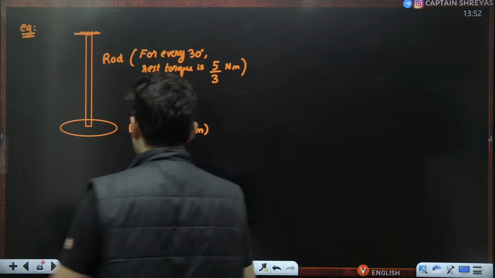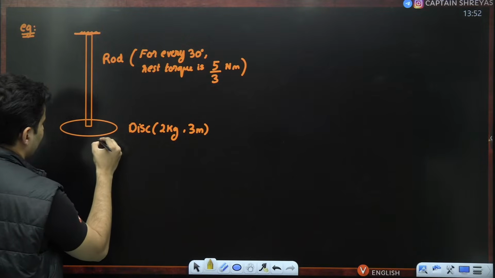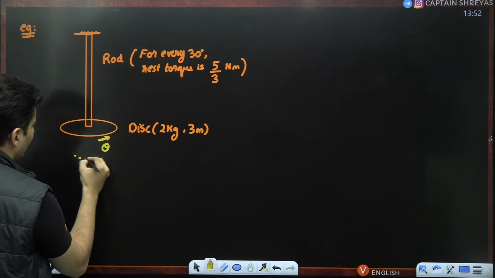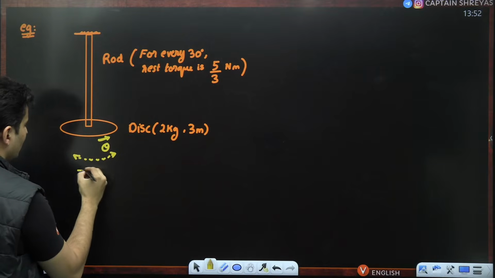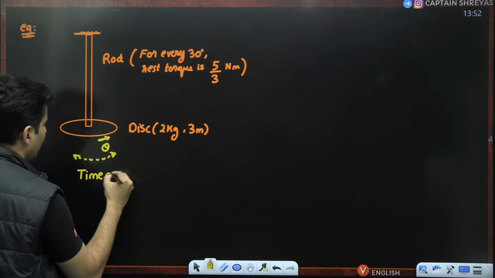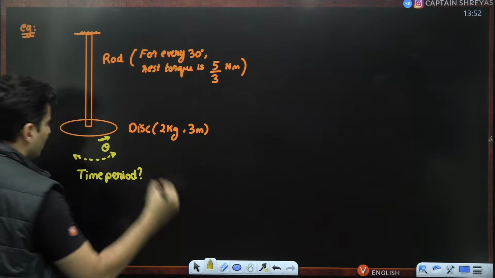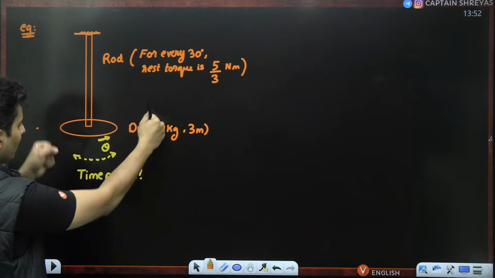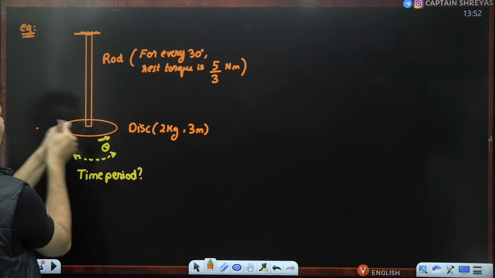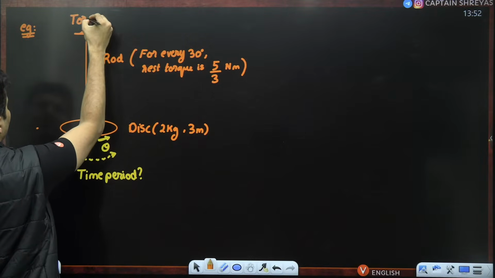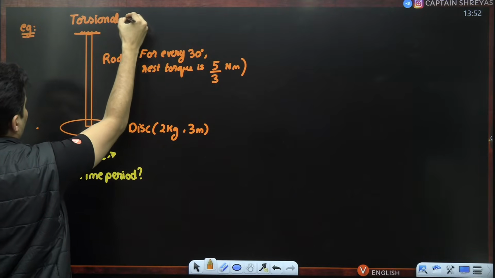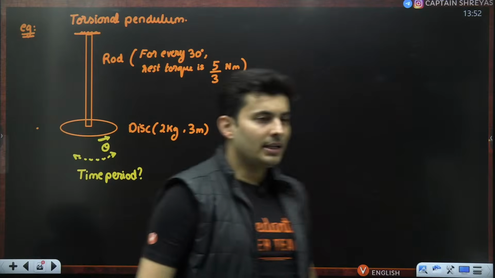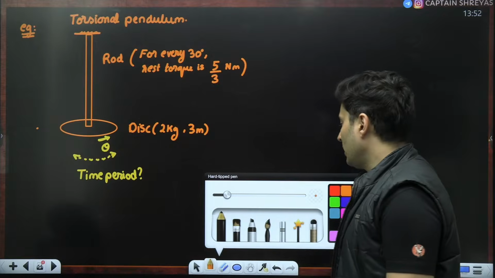The question is, if somebody now disturbs the disc, if you rotate it like this, it will definitely oscillate back and forth. The question is, can you find the time period of this torsional pendulum? This is basically a torsional pendulum because you are giving a torsion, meaning you are twisting it. You are twisting this rod plus the disc. So that is why I can call it a torsional pendulum. Can you find the time period of this particular torsional pendulum?